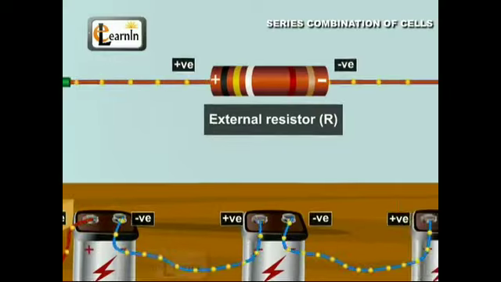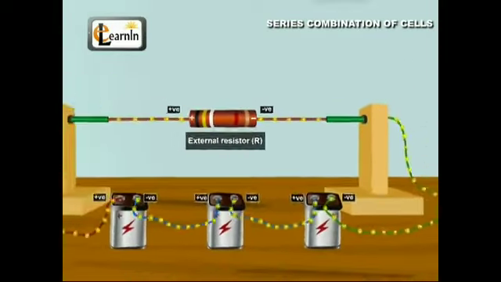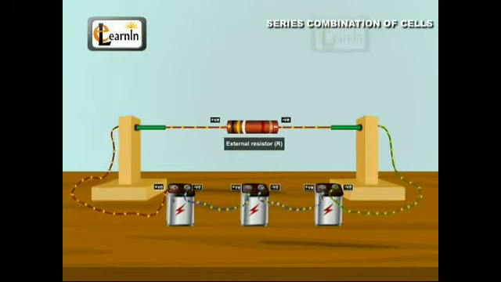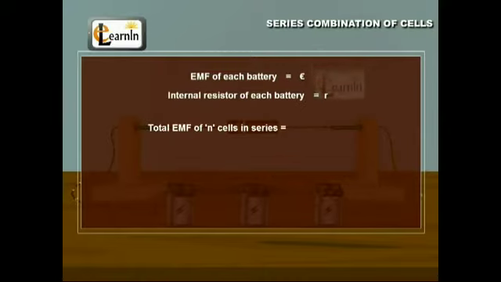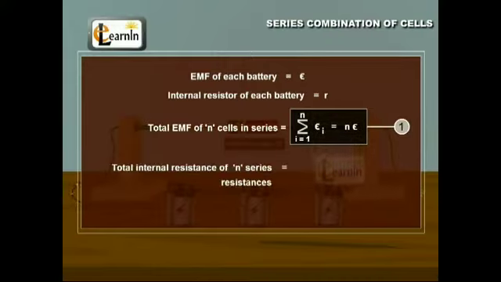Suppose n cells, each of EMF ψ volts and internal resistance r ohms, are connected in series with an external resistance R. The total EMF of the battery is nψ. The total resistance in the circuit is nr + R. By Ohm's law, the current in the circuit is I = total EMF by total resistance, so I = nψ/(nr + R).